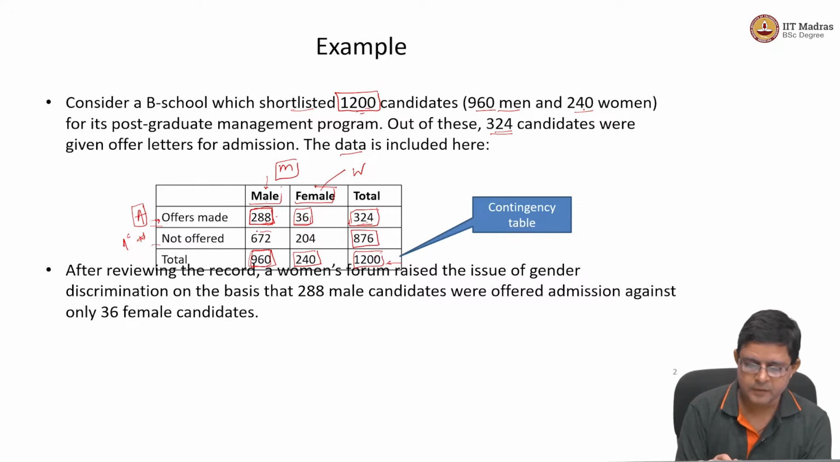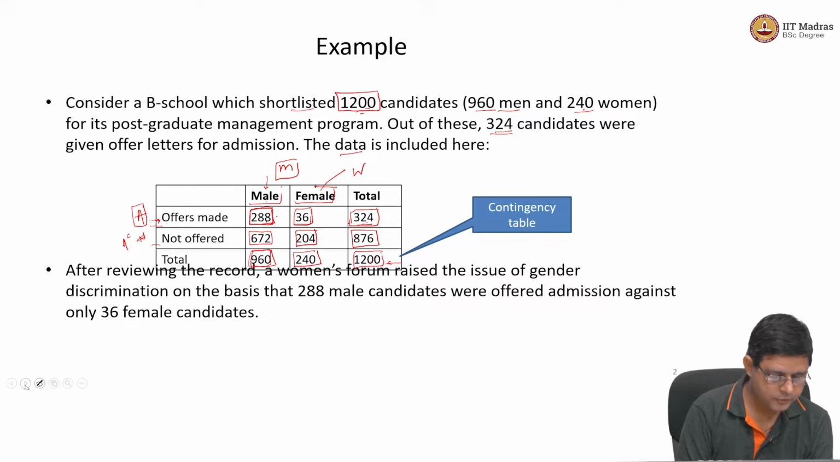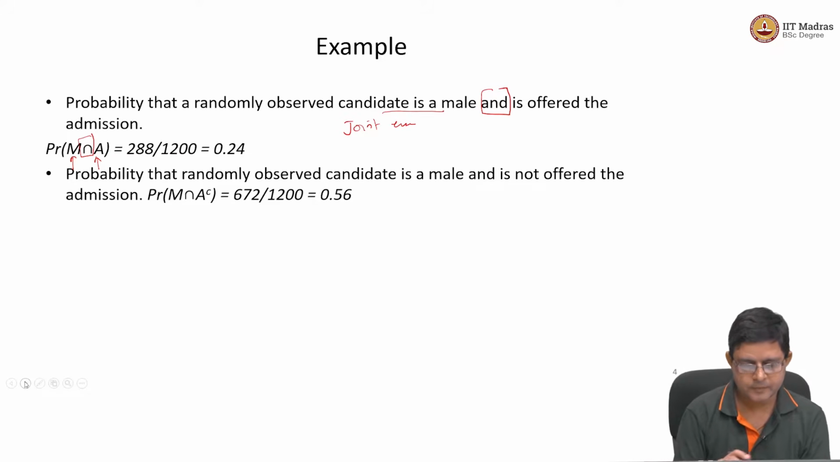Similarly, you can define 672 divided by 1200 to be a joint probability. You can define 204 divided by 1200 to be a joint probability. So, those are the 4 joint probabilities.